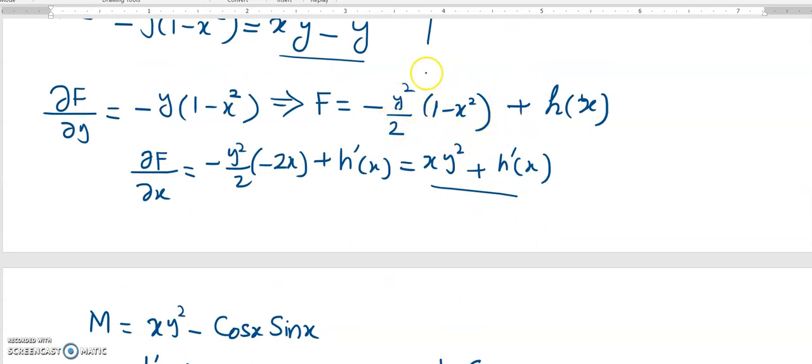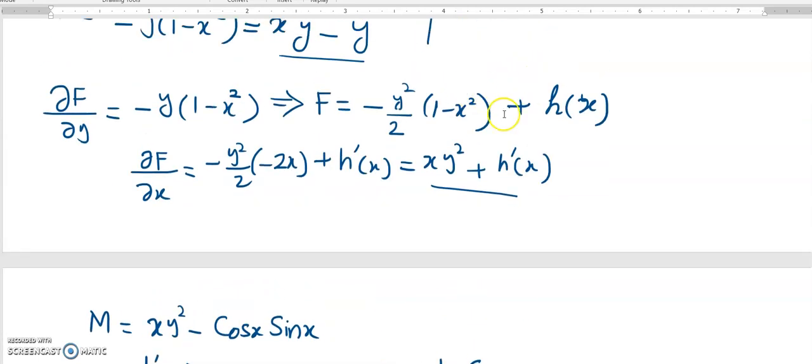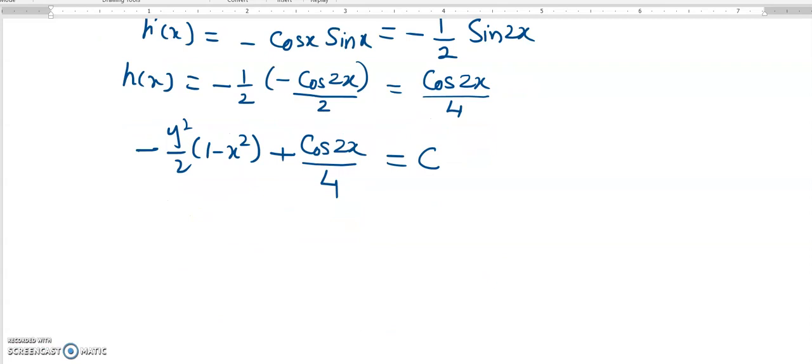Okay, f was this, so it is minus y square over 2 into 1 minus x square plus h of x. H of x is now cosine of 2x divided by 4, and then that should be equal to a constant.